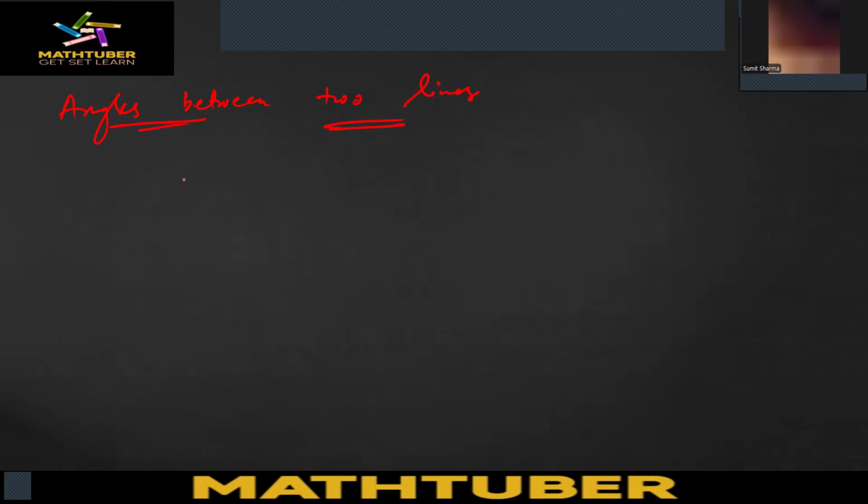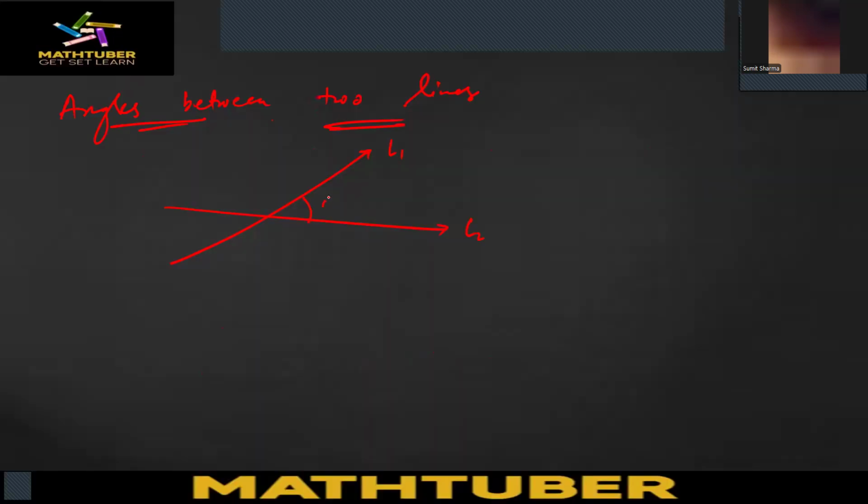So let us take two lines like this. Let us take this as L1 and this as L2, right? And the acute angle between them is theta, let us say. And we are given with something. We must be given with something.